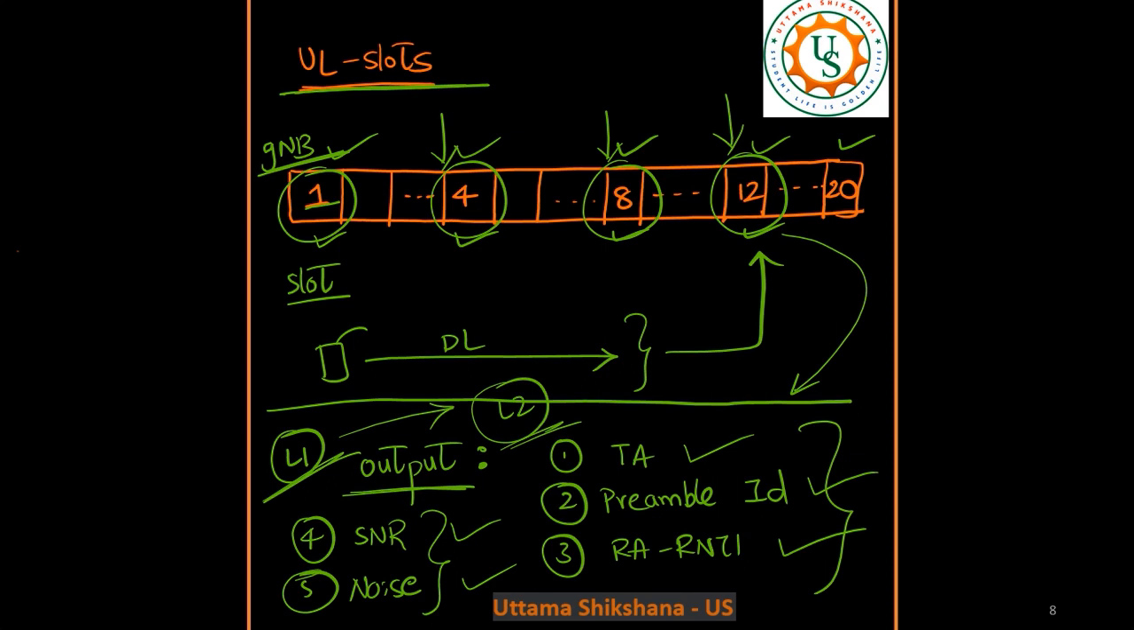Okay. This is also an interview question, like once you have decoded, what are the informations that are given from L1 to L2, and how do you calculate RSRP and TI? How do you get to know which is the preamble ID? How do you calculate TA, timing advance? Okay, SNR and noise you are sending to L2. So what will L2 do with this SNR and noise? What kind of decisions will it take? Such kind of interview questions can come.